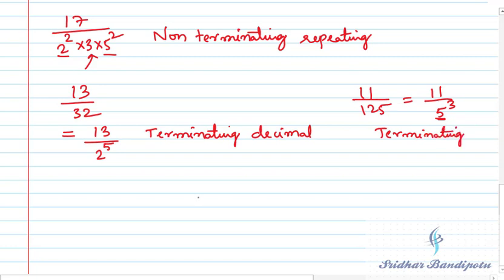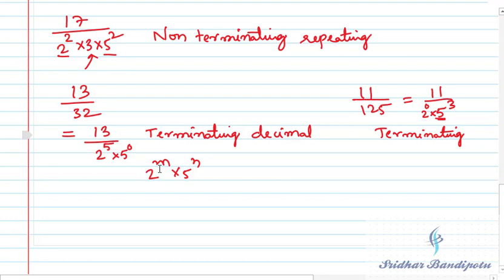Okay, is it clear? The denominator will be in the form of 2 to the power of m into 5 to the power of n, where m and n are non-negative integers, I said. In this case, the exponent of 5 is actually 0, a whole number, and in the other case the exponent of 2 is a whole number. That's why we mentioned m and n are non-negative integers, nothing but m and n can be whole numbers also. Okay, is it clear?